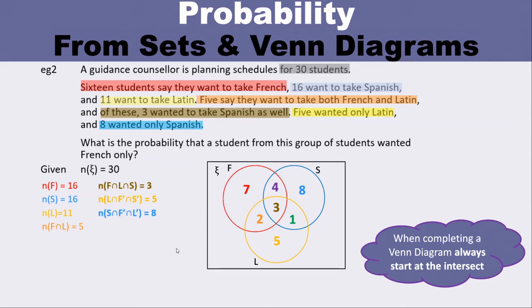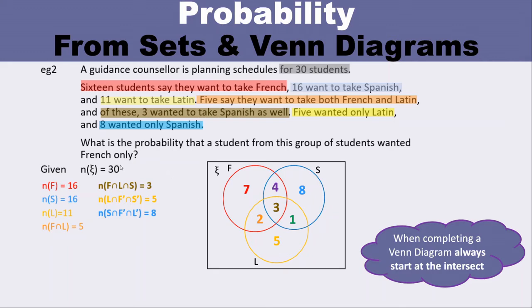So now that it seems I've completed my Venn diagram, watch out because there's one part of my Venn diagram I did not work out yet. I've worked out the number of students in each of these sets, but what about the number of students who are not in these sets? Are there any students that don't want to take any of these subjects? Let's check to make sure.